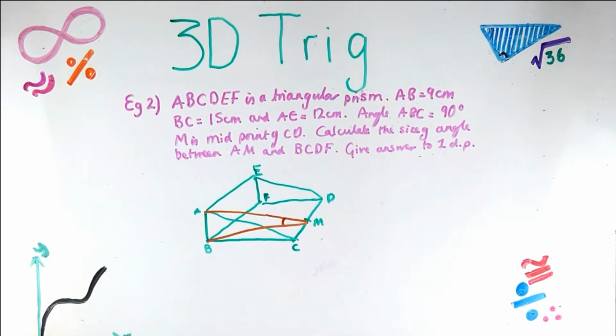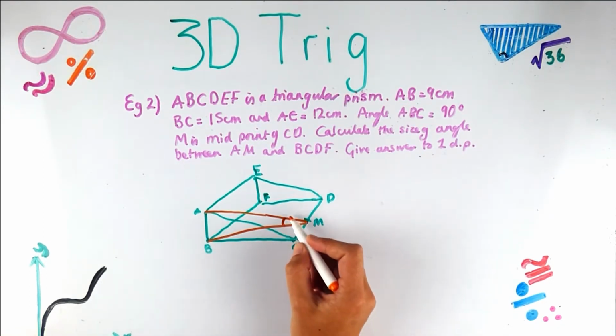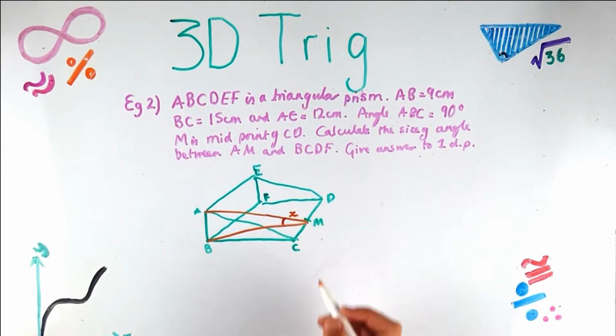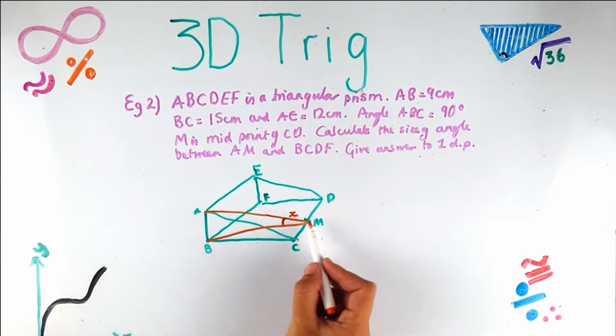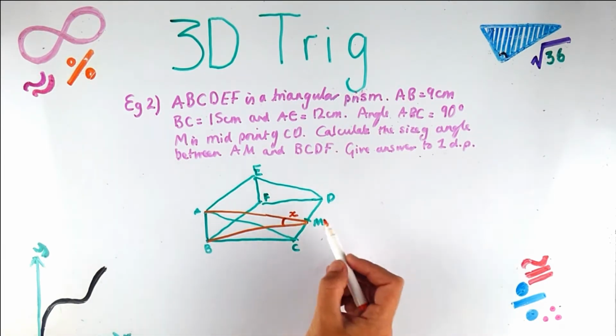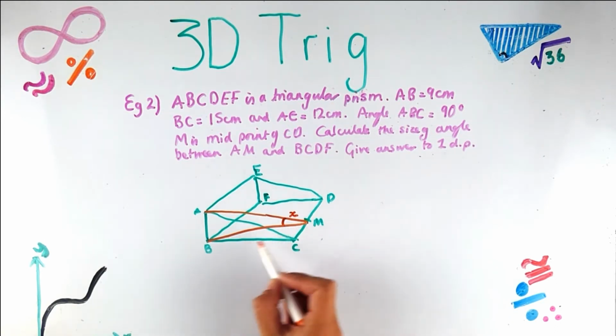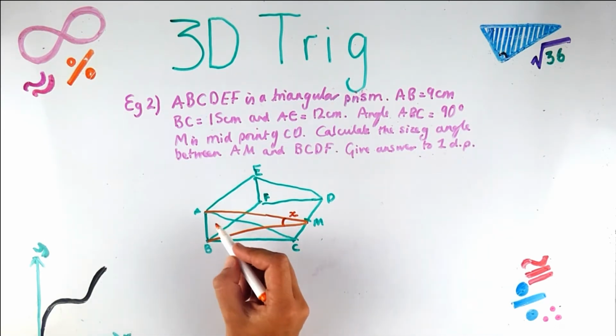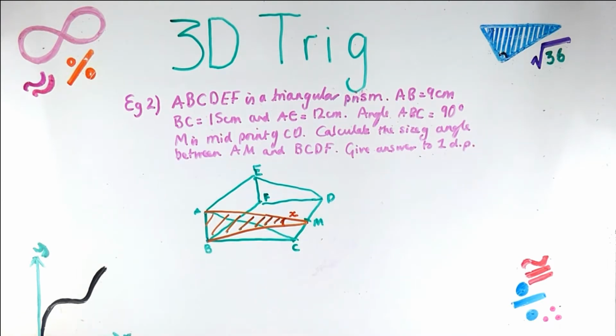Okay, so the angle we're looking for here is x, and that is the angle between AM and BCDF, so it's the angle between this line and the base. So we can draw a triangle, which is here. Now I'm going to add on the size information.